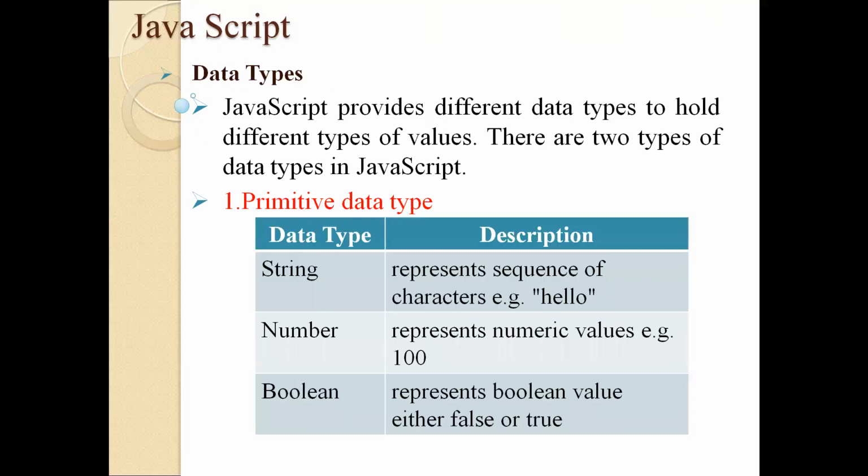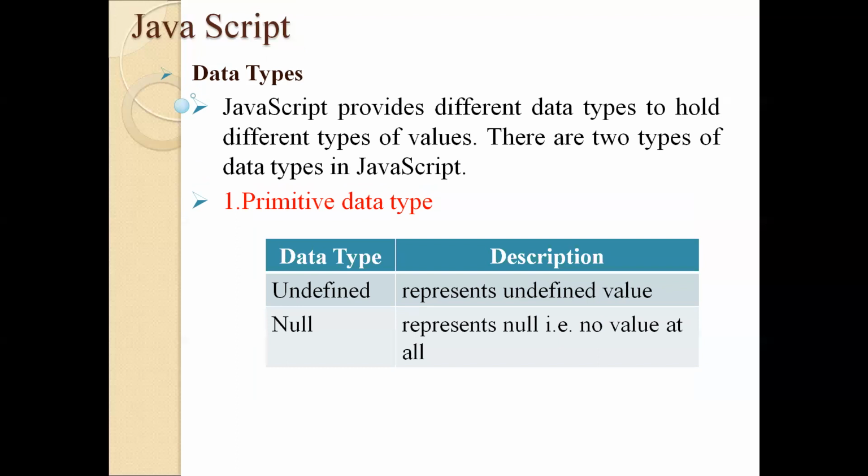So these are the three primitive data types in JavaScript. They are string, number, and boolean. Nothing else is there. String, number, boolean are the three. Along with these three, we have two more types: undefined and null.